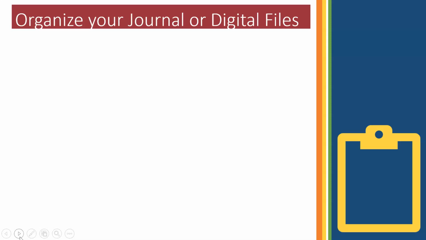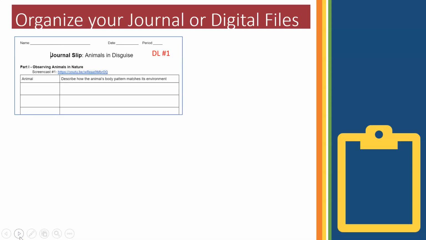I might suggest that you label the corner of each journal slip with the designation DL for distance learning and the lesson number. Our first journal slip was Animals in Disguise. As you see on your screen, I've labeled the slip DL number 1. Now, if you're working hard copy, you can put this right in your journal on the right-hand side.